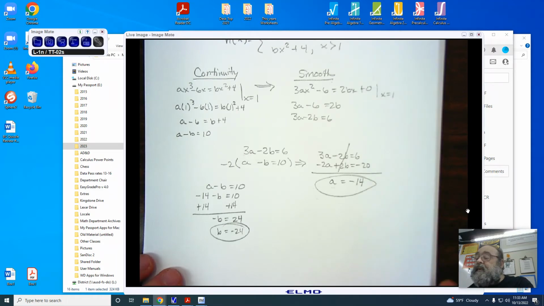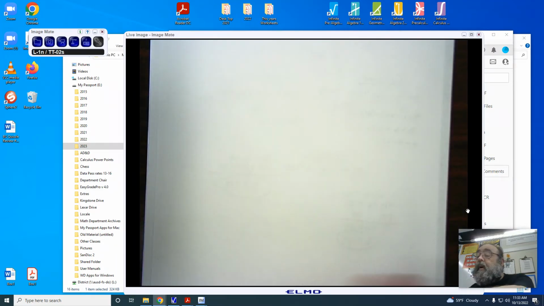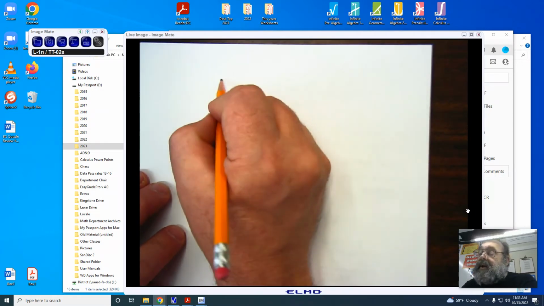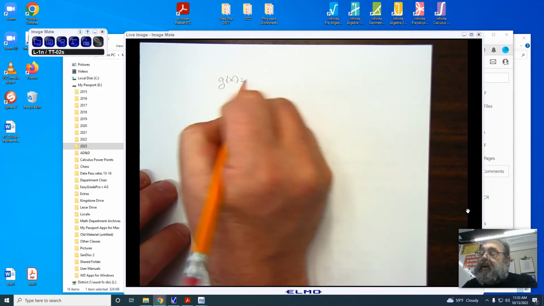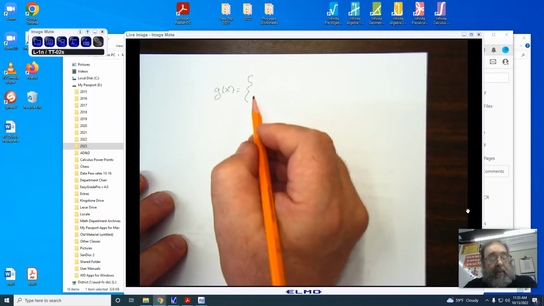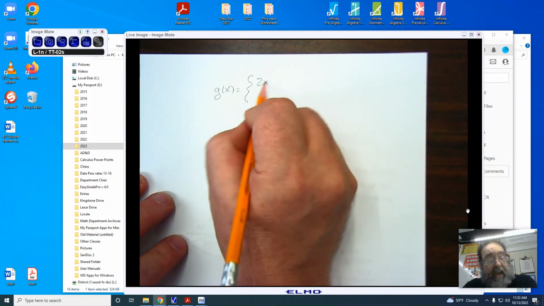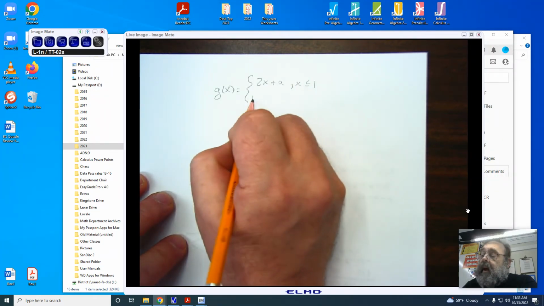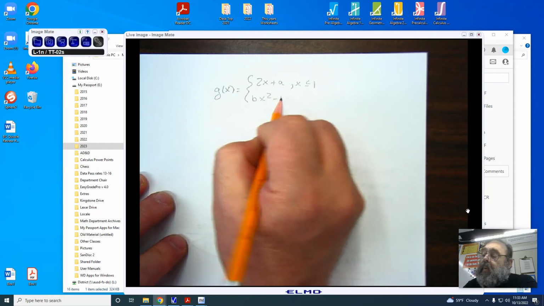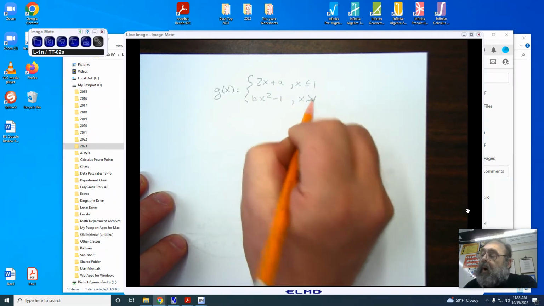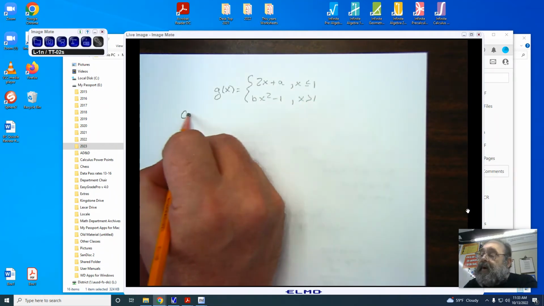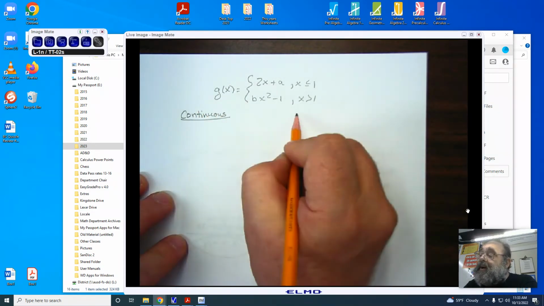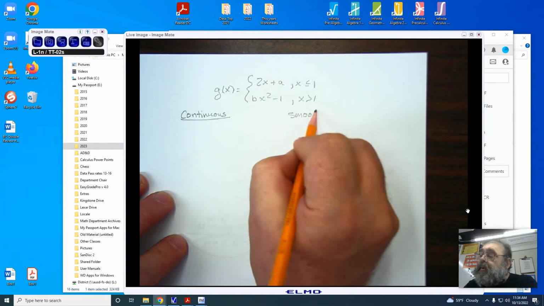Alrighty, let's go ahead and take a look at the second problem from this portion of the worksheet. And we're looking at g of x, and g of x is equal to 2x plus a for x less than or equal to 1, and bx squared minus 1 for all x greater than 1. We set them equal for the continuous. We're going to take the derivative for the smooth.